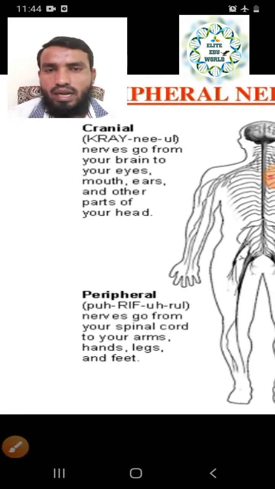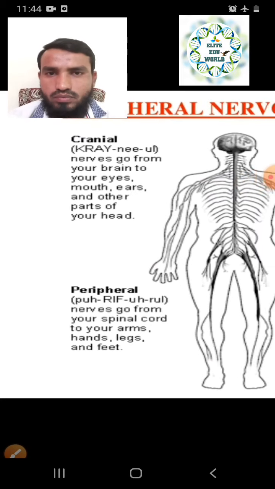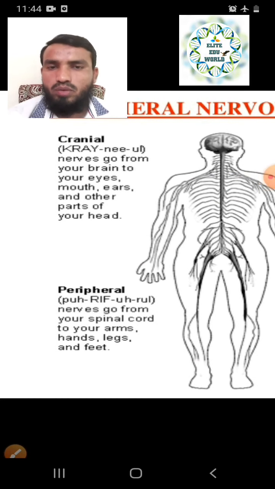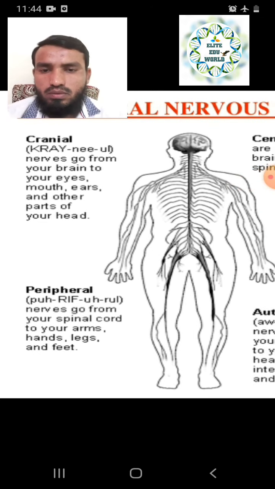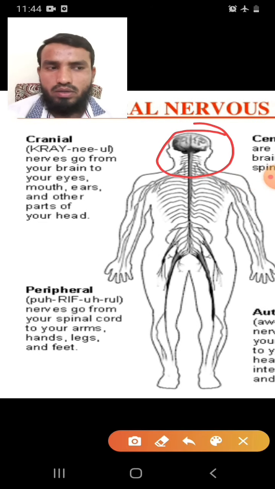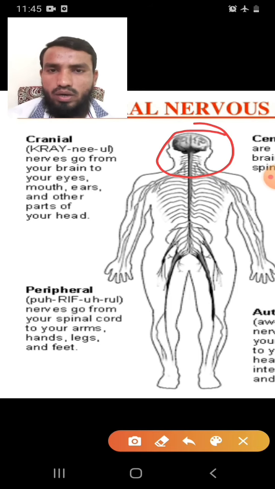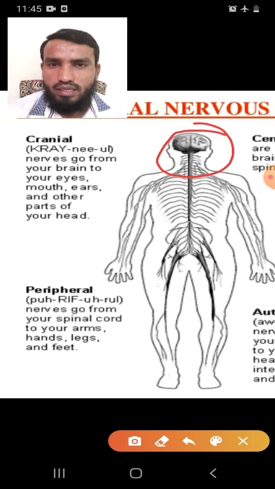So number one, we will see the cranial nerves. What are the cranial nerves? The nerves go from your brain to your eyes, mouth, ears and other parts of your head. So cranial, this part only, in your brain part or in your cranial cavity: whatever nerves are coming from the brain, attached directly to the brain, going to sense organs like your eyes, mouth, ears or head, will come under the cranial nerves, right?